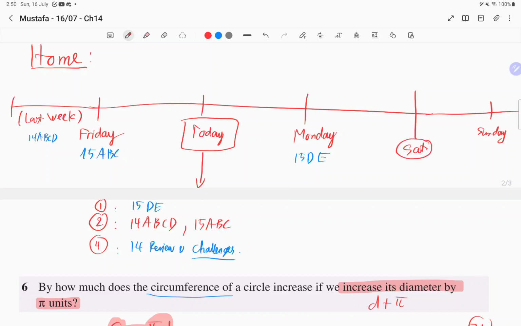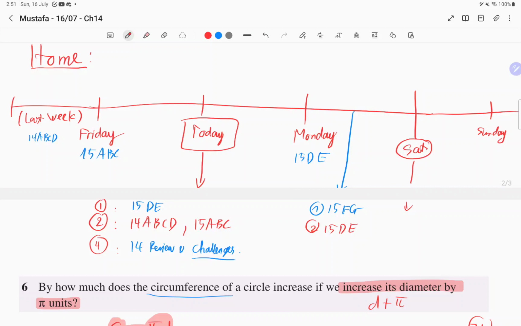By Saturday, assuming you've done step 1 for 15 DE, it could be FG, whatever. So after Monday, that's when you do step 1 for 15 F and G, which is read and do examples, and then you do step 2 for 15 DE. Right after you learn at school, go home, do the exercises. Remember, do you want to get 100%? Yes, those are the steps. Follow this. I almost guarantee that you will do very well in the next exam.